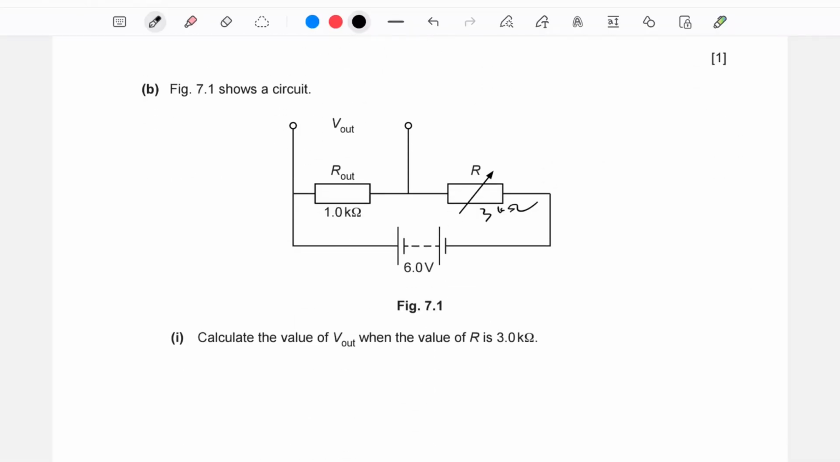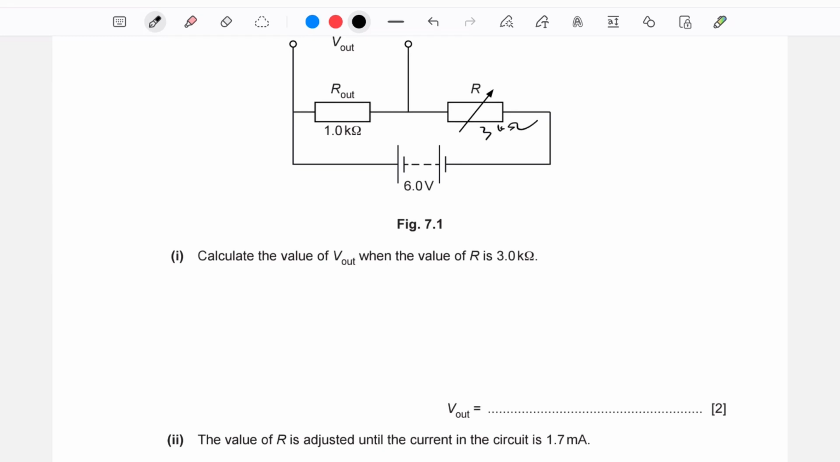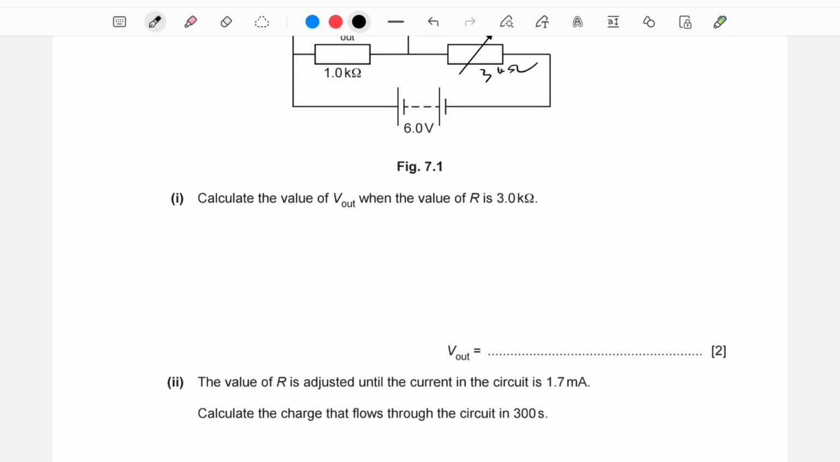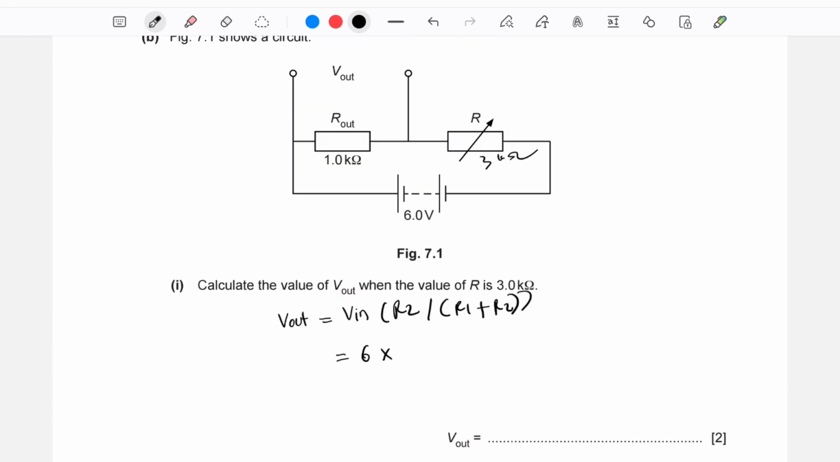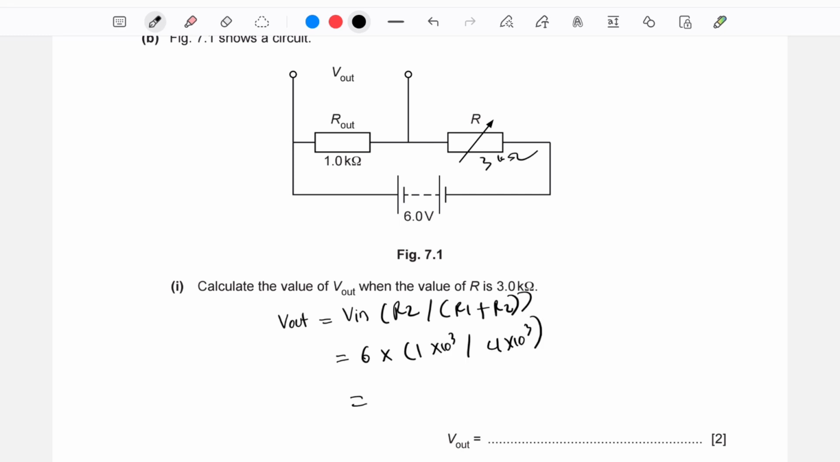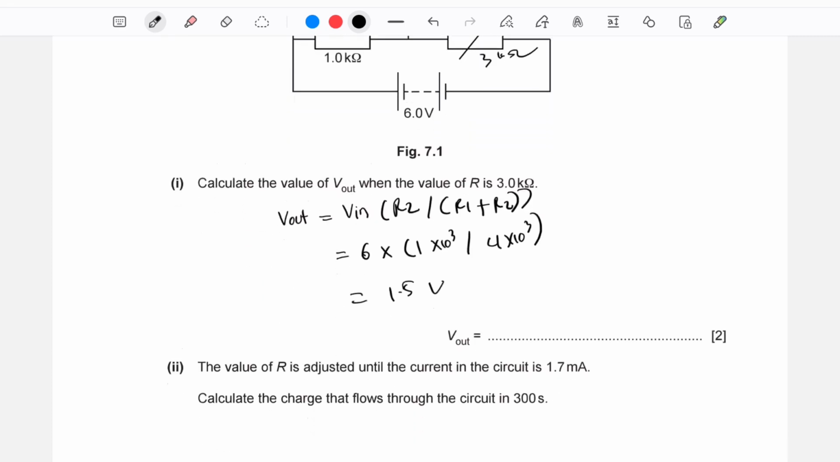Part B. Figure 7.1 shows a circuit. Calculate the V out when the value of R is 3 kilo ohms. So in this question we have to use this equation. And that would give us 1.5 volts.